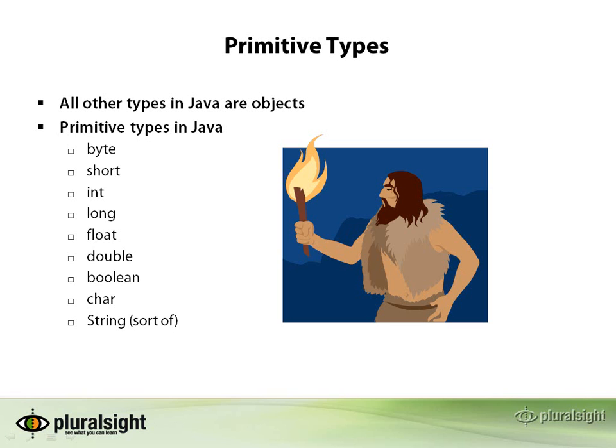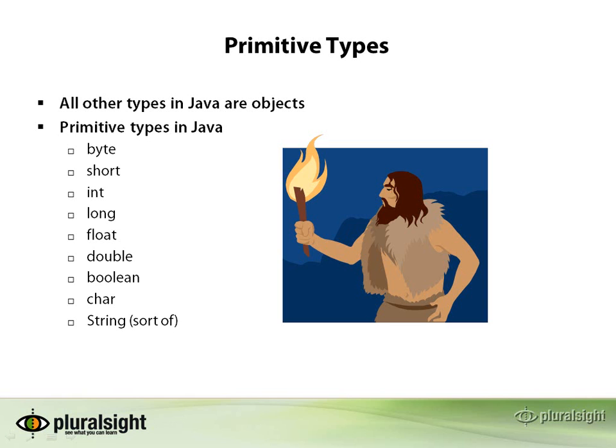A long, you could probably guess, is double the integer. It's going to be a 64-bit number, which is a huge number. But it's a number from negative to positive. It can hold either a negative or positive value, all of these, short, int, long. A float, a 32-bit decimal number. A double is twice that. It's a 64-bit decimal number.